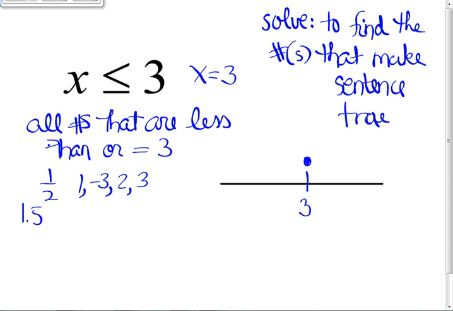It divides the number line into two parts. One side is true all the time, and the other side is false. That's why we're solving, trying to find all numbers that make that true. Well, what's the easiest number that you could test to see if it's true or false?